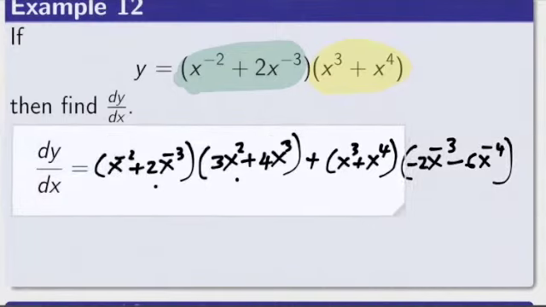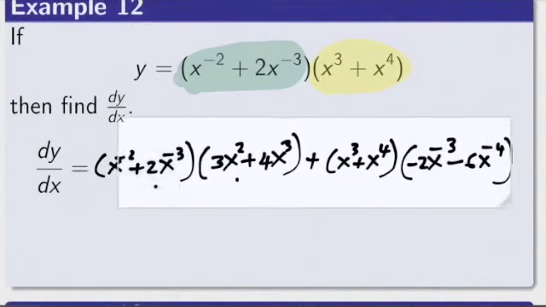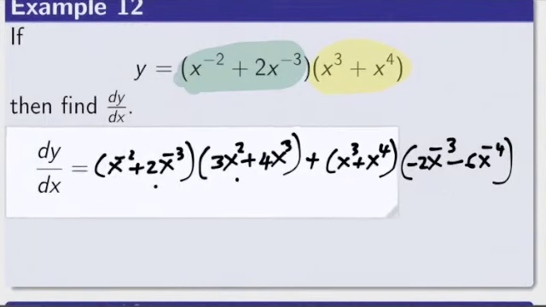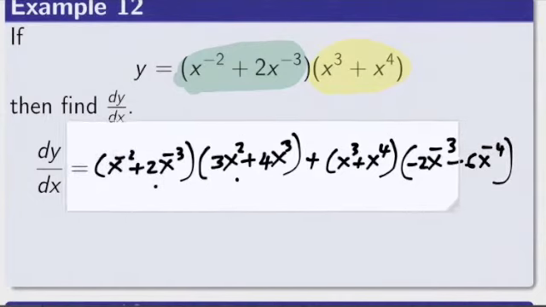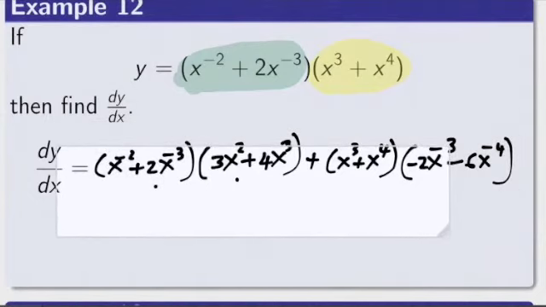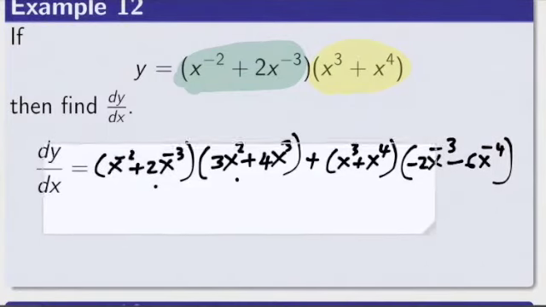So again we have applied the product rule to find the derivative of y with respect to x, and the expression on the right hand side can be simplified by expanding the brackets and then grouping the like terms, which is left as an exercise for you to complete.